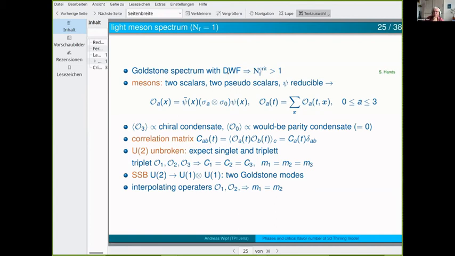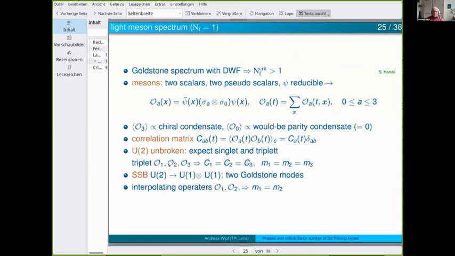and study the masses of low-lying mesons. There are 2 scalars and 2 pseudoscalars, and they are given in the reducible notation by these 4 interpolating operators, where gamma A is gamma 0 and the 3 Pauli matrices. Then we integrate over space and project onto the zero momentum part, and we get these interpolating operators depending on the Euclidean time. Note that O3 is just a chiral condensate, and O0 is the would-be parity condensate, which is 0 in this theory.